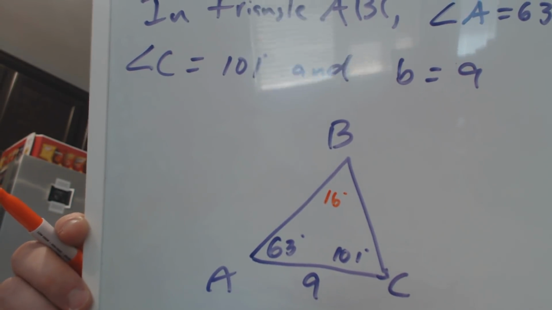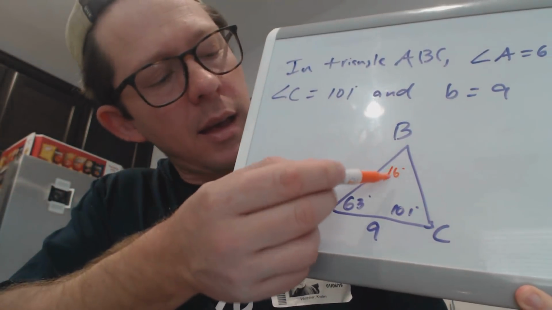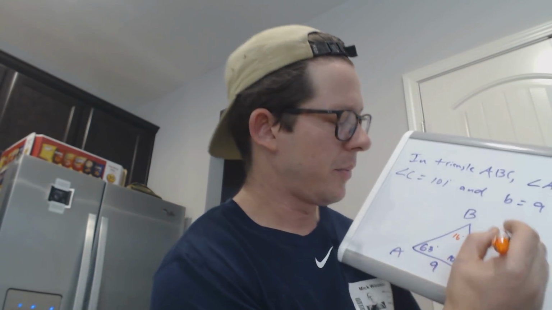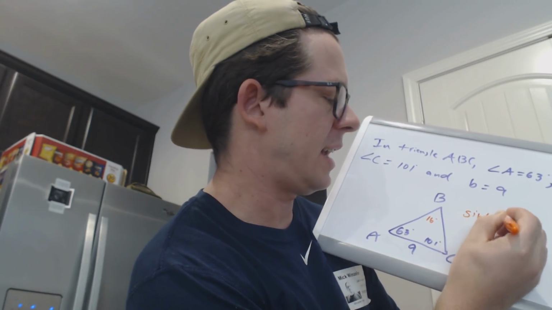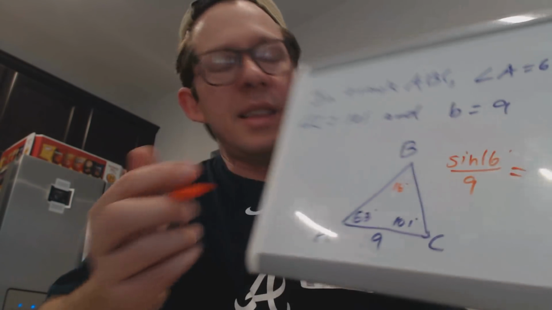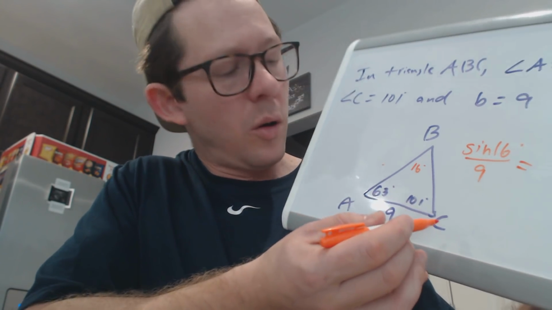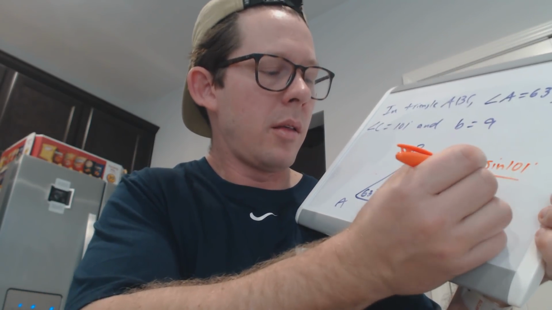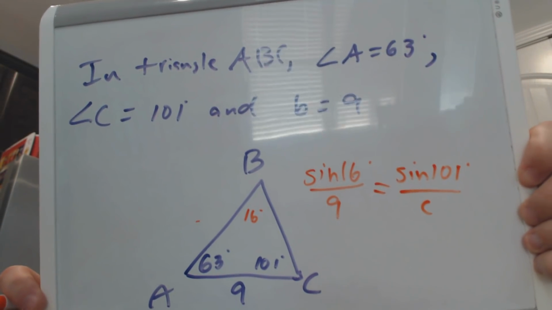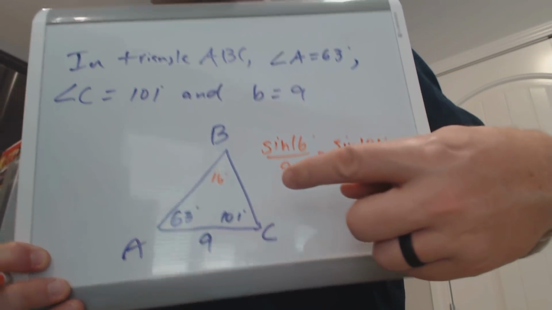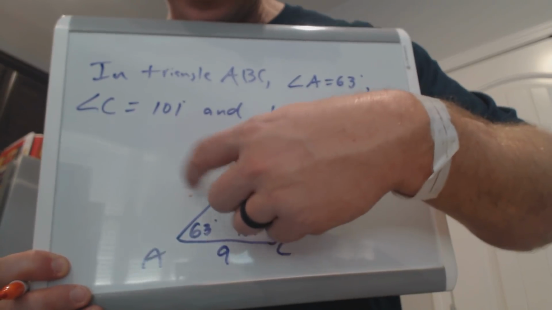Now that you have that, you see how you have angle B and side B there? You can set up a law of sines. So here's how you're going to set this up. You're going to say, okay, the sine of 16 over 9 equals whatever other proportion I want to find, okay? So let's say you want to find C, okay? Well, the sine of 16 over 9 would equal, check it out, the sine of 101 over whatever this is right here, right?